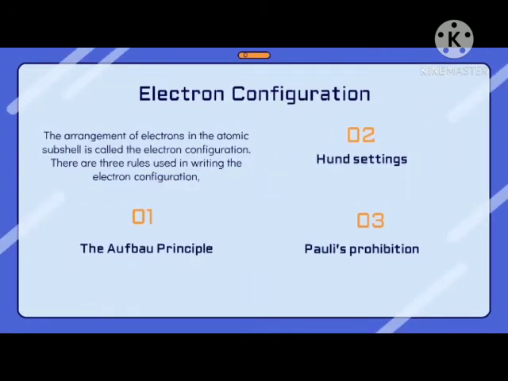Hello, here I will explain about electron configuration. The arrangement of electrons in the atomic subshells is called the electron configuration. There are three rules used in writing the electron configuration. First, the Aufbau principle. Second, Hund's rule. Third, the Pauli exclusion principle.